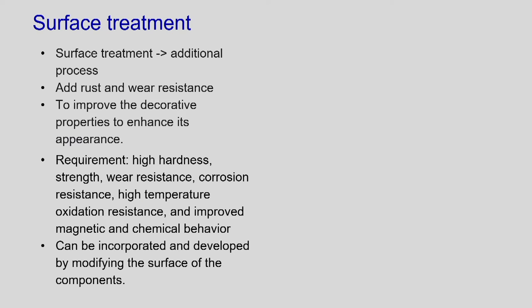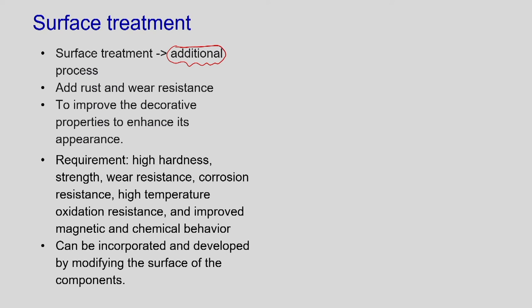Now let us summarize the basic heat treatment processes that we have seen. Heat treatment processing is an additional one to the fundamental manufacturing processes or transformation processes that we are using. By carrying out the surface treatment, we are increasing the rust or wear resistance of the surface of the parts, which is very essential. Moreover, the surface treatment is helping to improve the decorative properties, the appearance of the work parts.